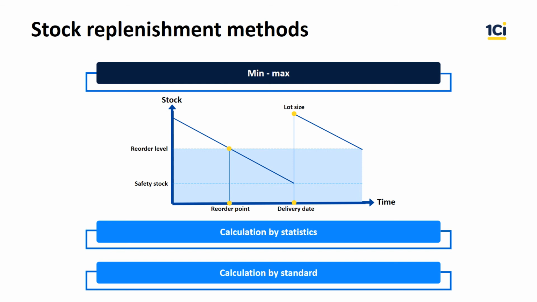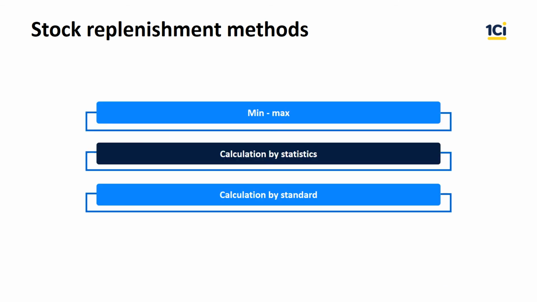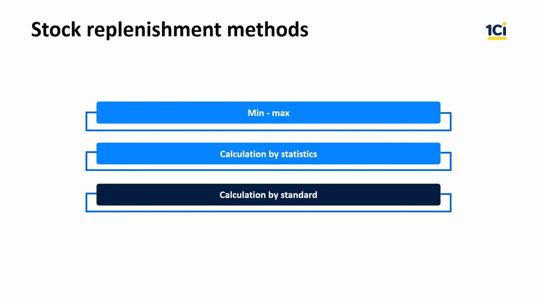Calculation by statistics. The user is asked to create an order when the current stock of goods, not including the insured stock, is only enough to cover the order execution period, using the general supply method. Daily consumption is calculated according to statistics of past periods. Calculation by standard. The user is asked to create an order when the current stock of goods, not including the insured stock, is only enough to cover the order execution period using the supply method selected for this goods item. This method requires you to define the daily consumption amount manually.